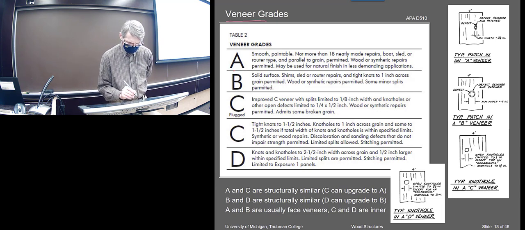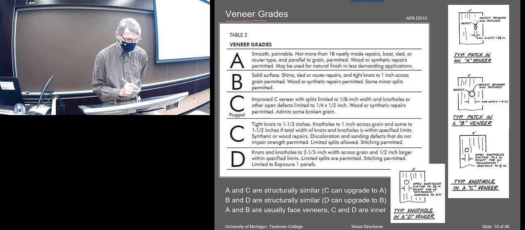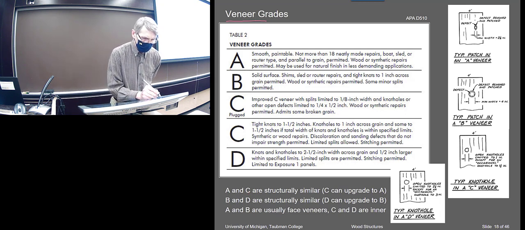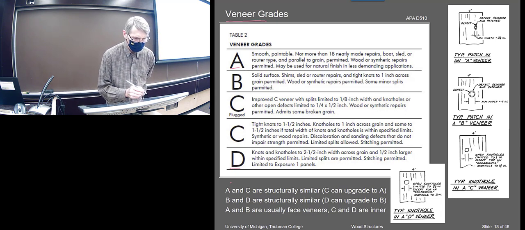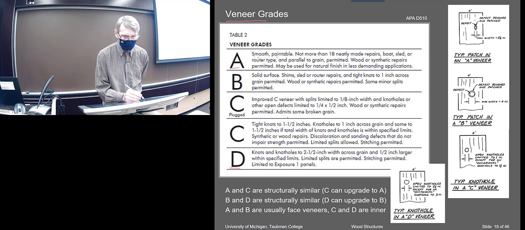And yeah, their A and C are structurally similar. Maybe that's why they're combined sometimes. So A would be the best, and D would be the worst. It goes in that order. This would be not only strong, but also smooth, paintable, doesn't have any cracks or defects, I think.